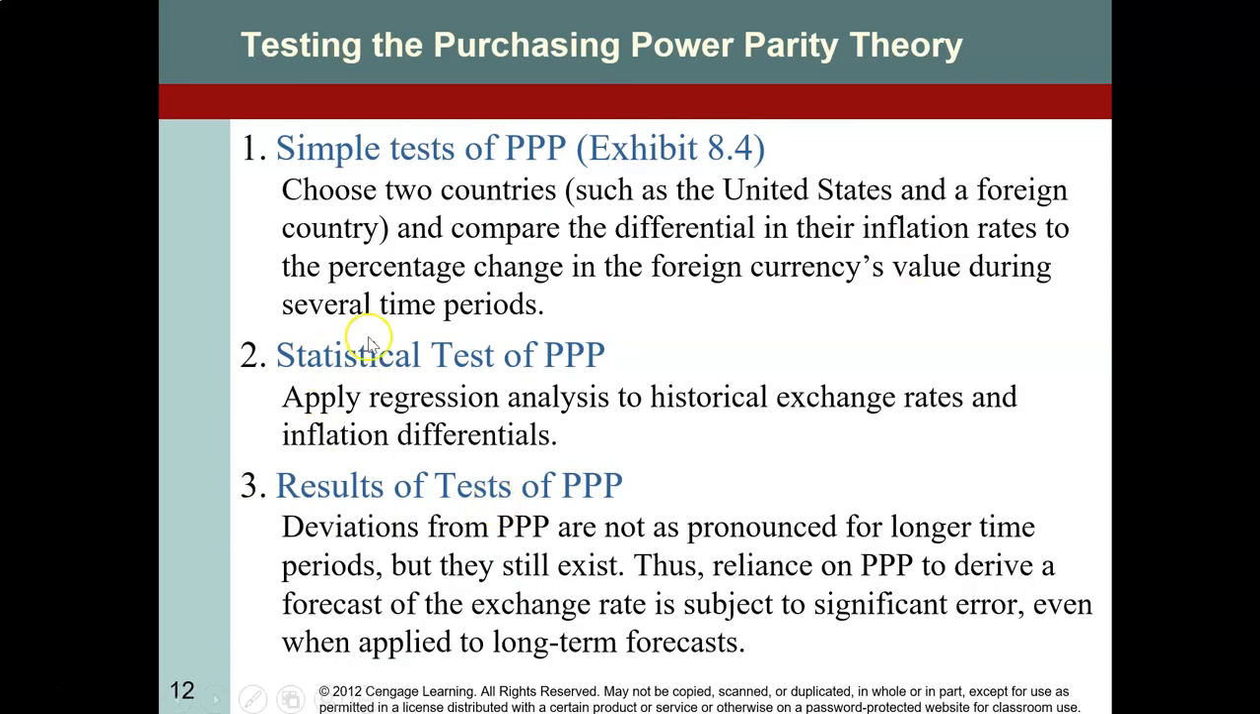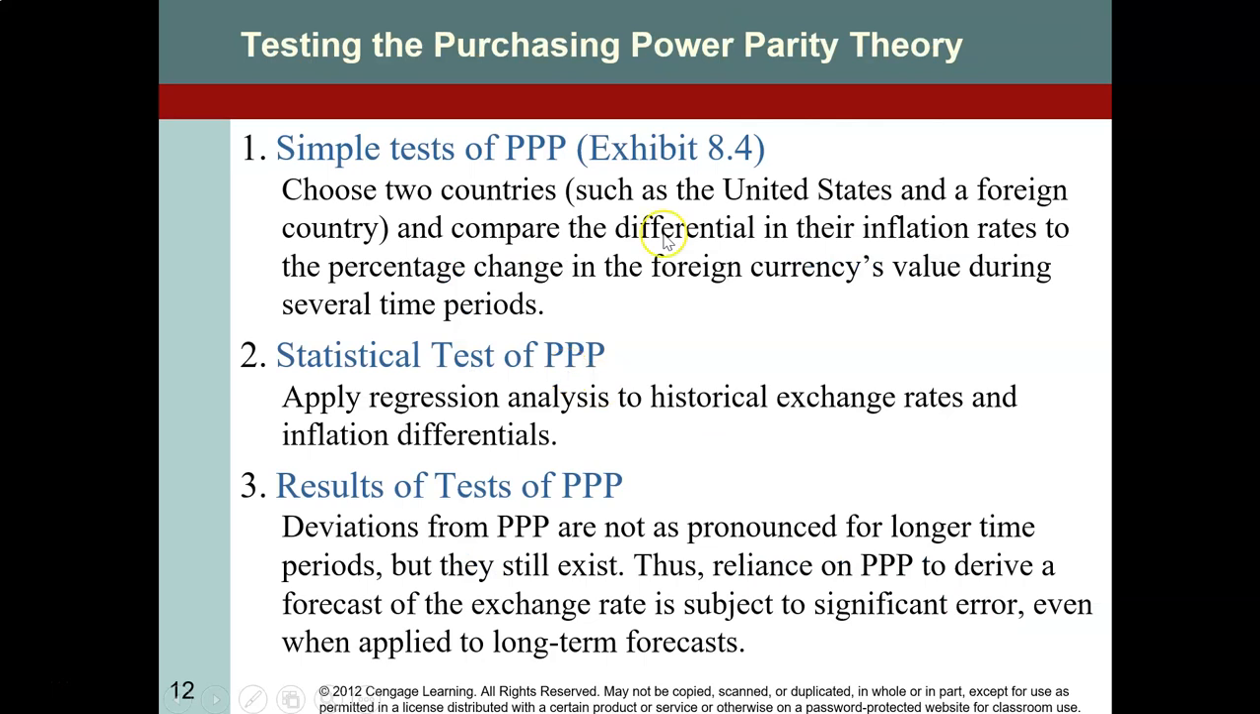We can also do statistical tests to apply regression analysis to historical exchange rates and inflation differentials. Results of tests could be that deviations from PPP are not as pronounced for longer time periods, but they still exist. Thus, reliance on PPP to derive a forecast of the exchange rate is subject to significant error, even when applied to long-term forecasts. Okay, so we have simple tests and statistical tests, and they tell us that PPP has errors, especially for the long term.